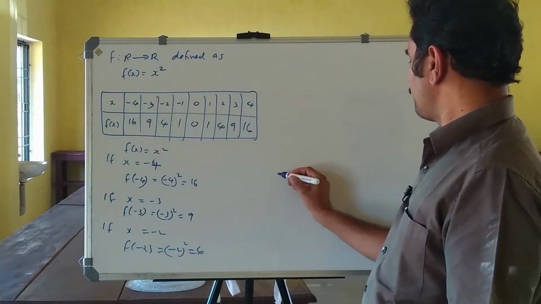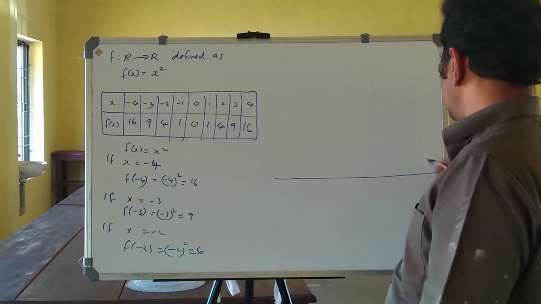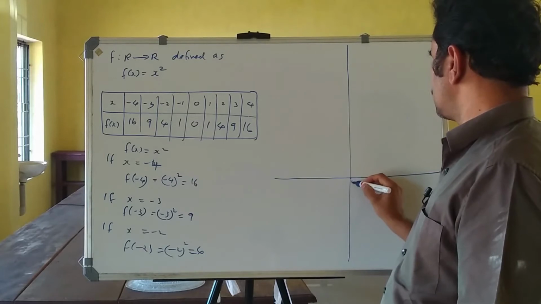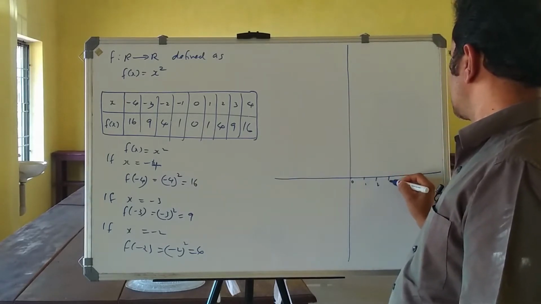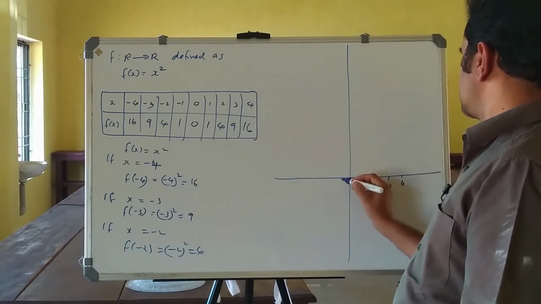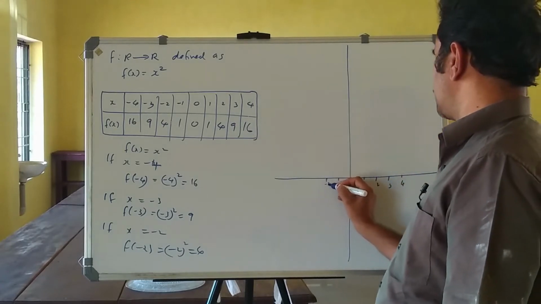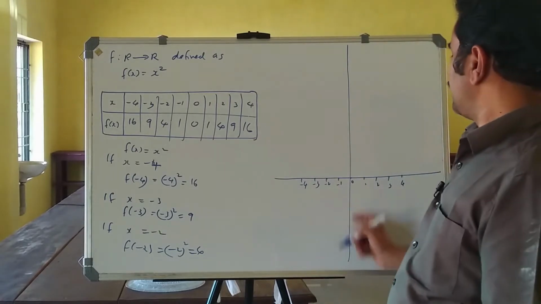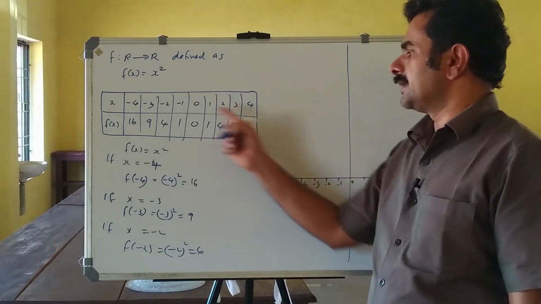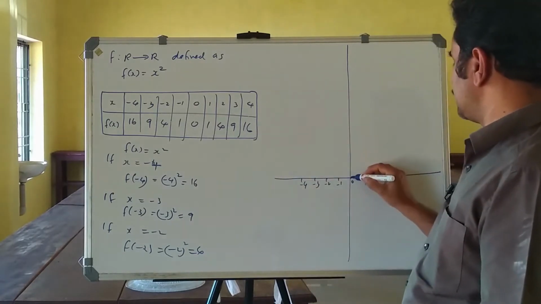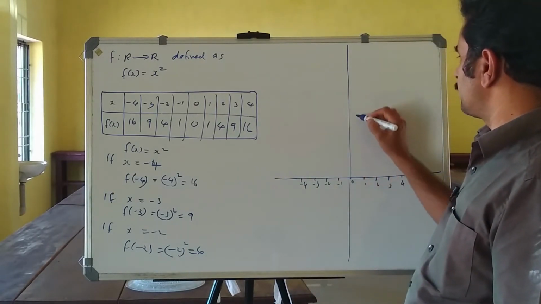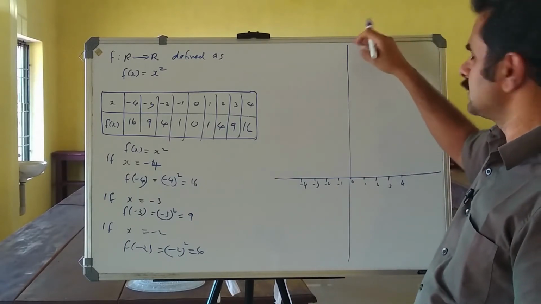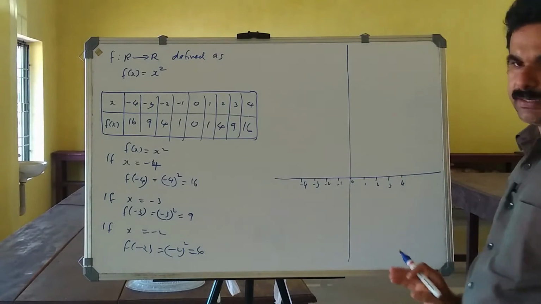Then we have to draw its graph. X-axis, y-axis, 0, 1, 2, 3, 4, minus 1, minus 2, minus 3, minus 4. Okay. Then along the y-axis, we have to go up to 16, isn't it? 16. So if we take 1, 2, 3, 4, 16 will not be covered because there is not enough space here.